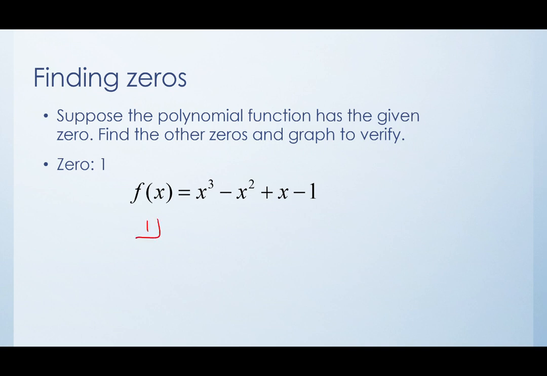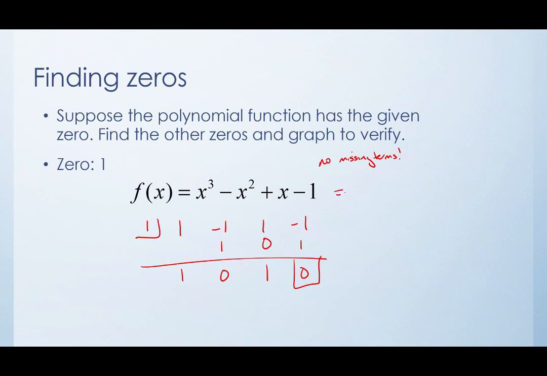And so we're going to use synthetic division. We have no missing terms, so we put that reminder up, no missing terms. So we got our coefficients 1, negative 1, 1, negative 1. We're going to do that synthetic division. All right, and so we see obviously we got zero remainder, so x minus 1 is a factor. So that means that we've got x minus 1, and then of course this is x squared, x, and constant terms. So we've got x squared plus 1.